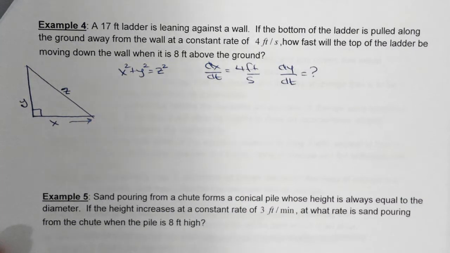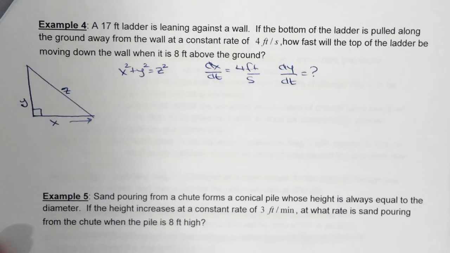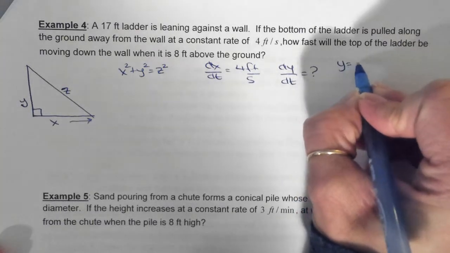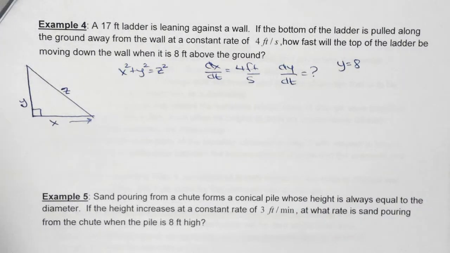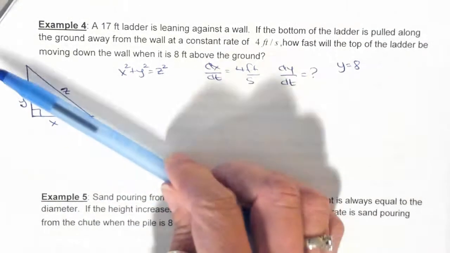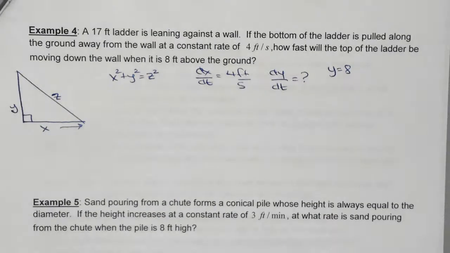When the ladder is 8 feet above the ground. So what did they just give me? X or Y? Or Z? Yeah, they gave me my Y value. So, is my Y going to change? Yes. Each time the ladder is moving down, it's different, right? Is there anything there that won't change? Yeah, my ladder. This is not an expandable ladder, okay? This is just a standard old school ladder. It is 17 feet long.